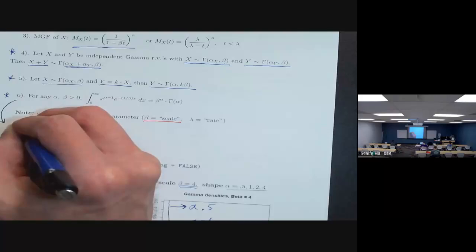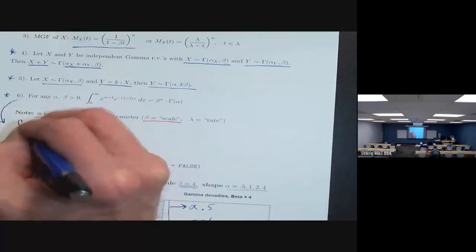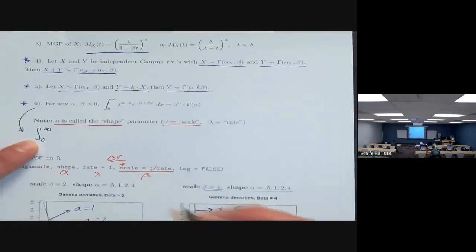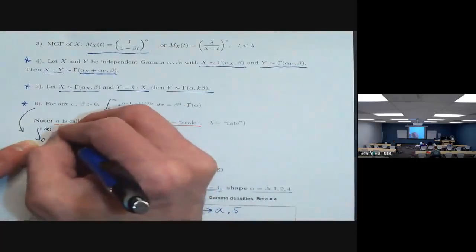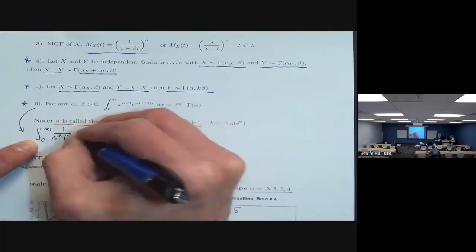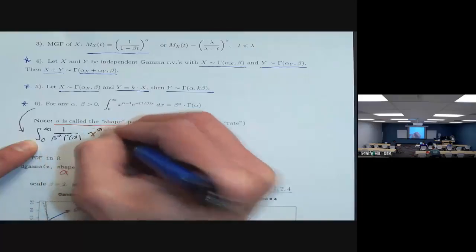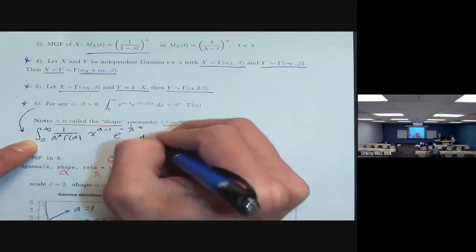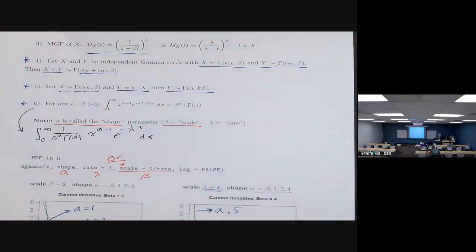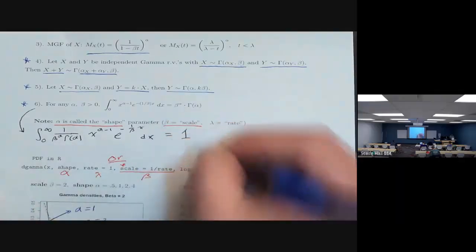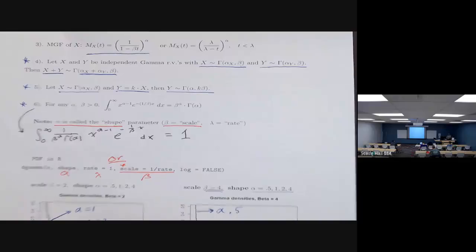No, that's the setup. So if I do integrate this thing, if I take my PDF from the previous page, I integrate from 0 to infinity of 1 over beta to the alpha, gamma alpha, times x to the alpha minus 1, times e to the negative 1 over beta times x, dx. Okay. This is the PDF. If I integrate the PDF, that has to be equal to 1. That is correct, right? Just by definition of it being a PDF.